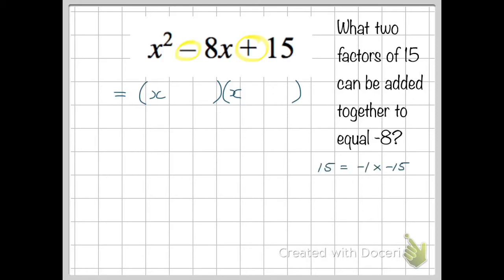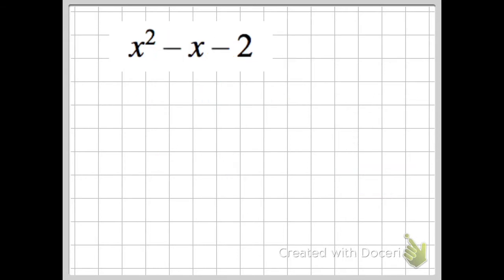So now we list them out. 15 will be negative 1 times negative 15, and the only other pair is negative 3 times negative 5. So which pair of factors will add together to equal negative 8? And the answer is the negative 3 and the negative 5. So those must be the missing numbers. The pattern here is if you have a negative and a positive in that order in the expression, then both factors must be negative.